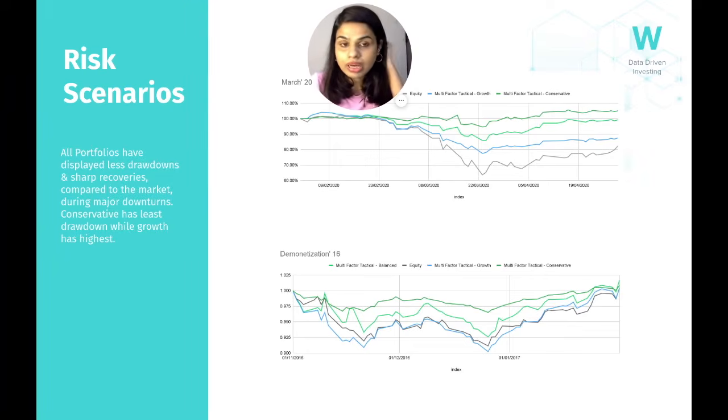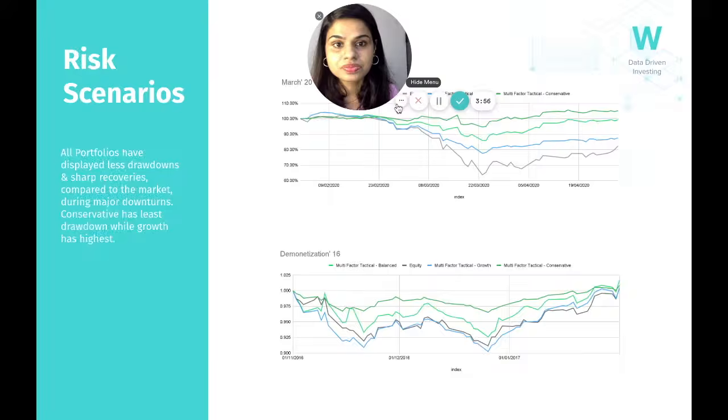And this is what you mean by the levels of risk, right? So the conservative portfolio goes down the least when the markets are risky, and the growth will go down the highest, and balanced will be in the middle. All of these portfolios pick up very strongly, and also when the markets are strong, you see that the growth one will do the best, followed by balanced, and then followed by the conservative portfolio. This is about the risk of these core portfolios, and now let's look at the thematic portfolios.